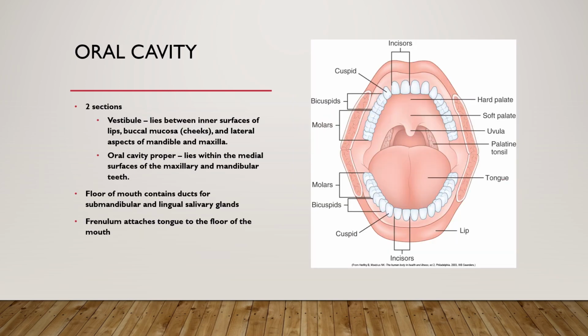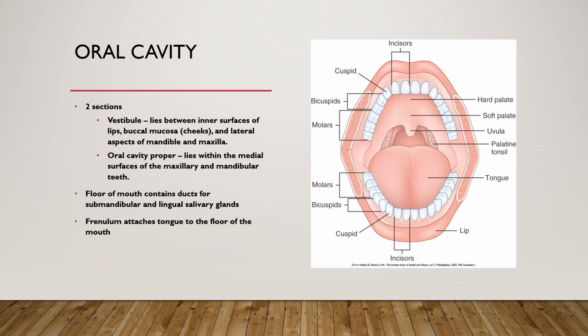All right, moving on to the oral cavity. It does have two sections. The vestibule lies behind or between inner surfaces of lips and the buccal mucosa, or our cheeks, and the lateral aspects of the mandible and maxilla. Okay, the oral cavity proper lies within the medial surfaces of the maxillary and mandibular teeth. The floor of the mouth contains ducts for submandibular and lingual salivary glands, and the frenulum attaches the tongue to the floor of the mouth.